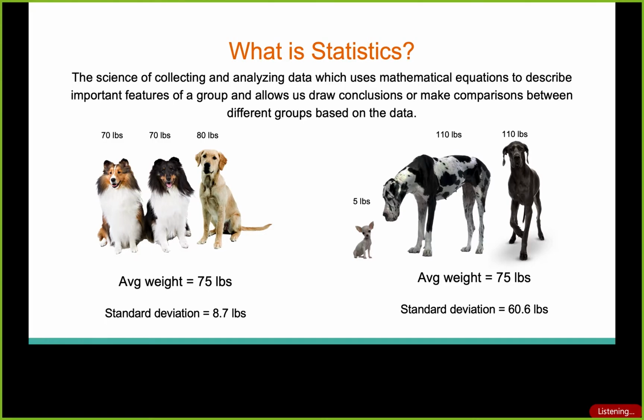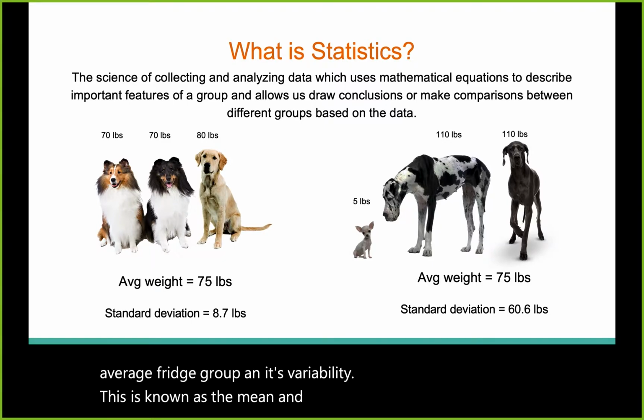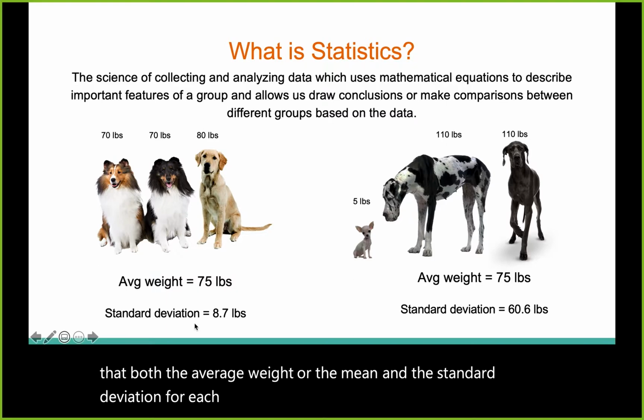To compare two groups or treatments, we need to know the average for each group and its variability. This is known as the mean and standard deviation. We can see here that both the average weight or the mean and the standard deviation for each group are shown below. But let's visualize it in a different way.